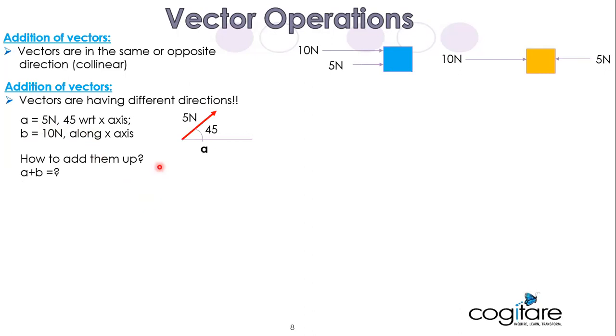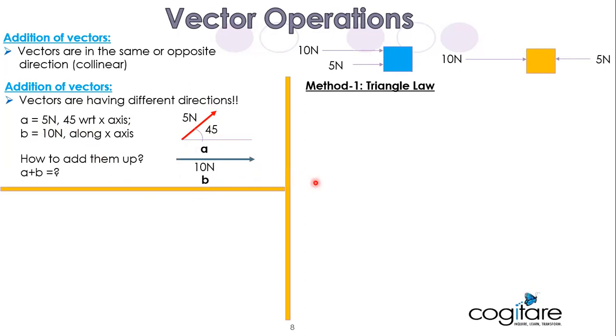First, let's understand or model these two vectors. A, 5 Newton with 45 degrees. B, 10 Newton along the x-axis. We employ two methods. The first method is called the triangle law, and the second method is called the parallelogram law. What does the triangle law of vector addition state? It states that when you have two vectors acting simultaneously, you can model them as two sides of a triangle. So in that, you first draw the first vector.